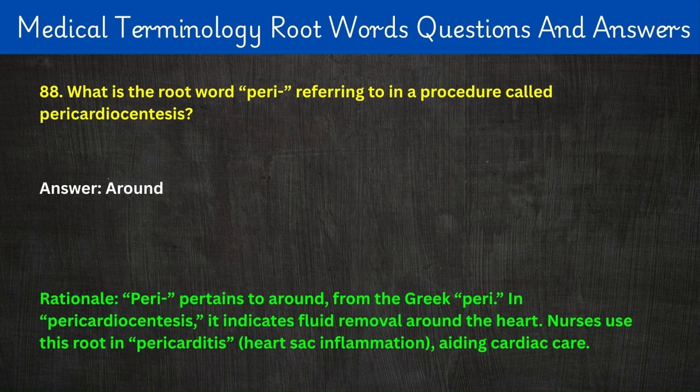88. What is the root word peri referring to in a procedure called pericardiocentesis? Answer: around. Rationale: Peri pertains to around, from the Greek peri. In pericardiocentesis, it indicates fluid removal around the heart. Nurses use this root in pericarditis, heart sac inflammation, aiding cardiac care.